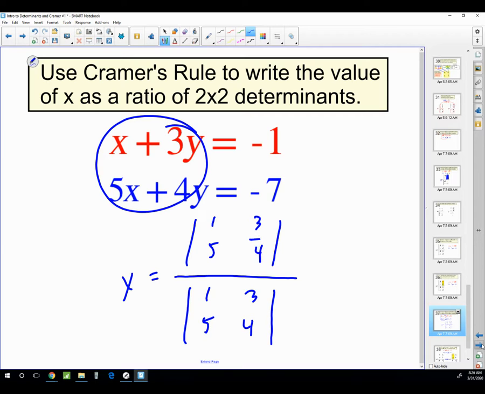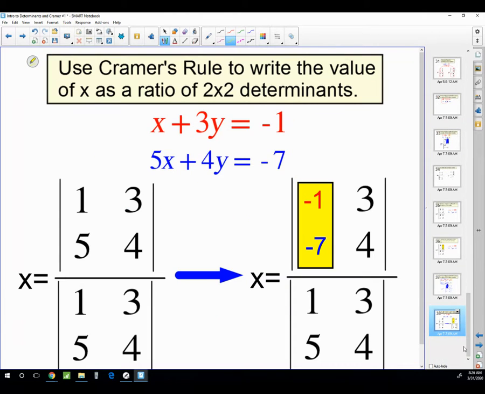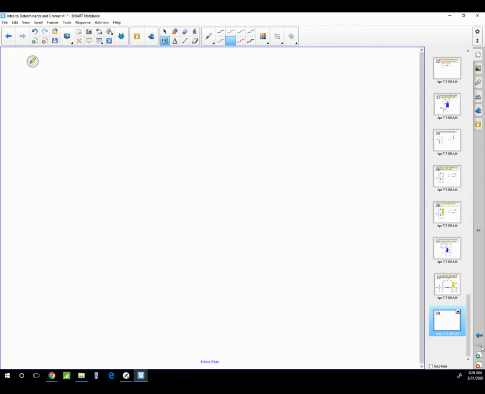And since we're solving this for X, then we would take out these values and put in their place the constants, which is -1, -7. And that's X. And then you would just evaluate each determinant top and bottom. All right, that's just a recap of what we just did.